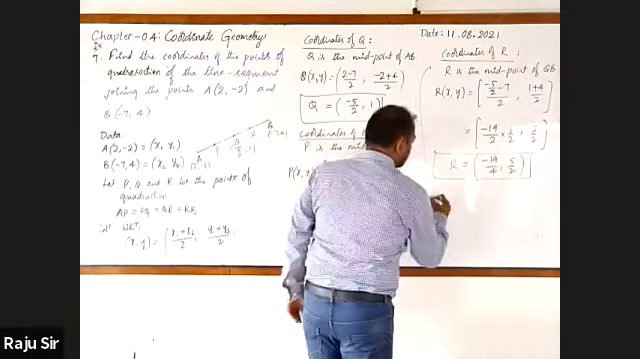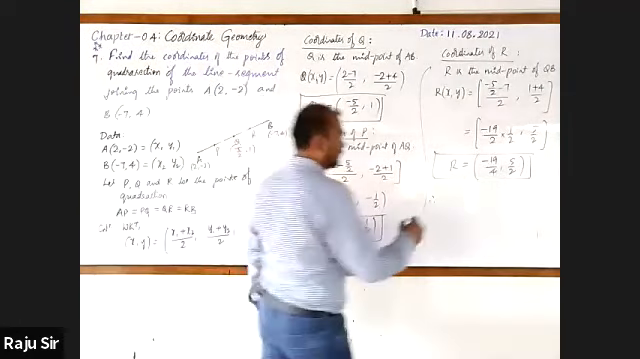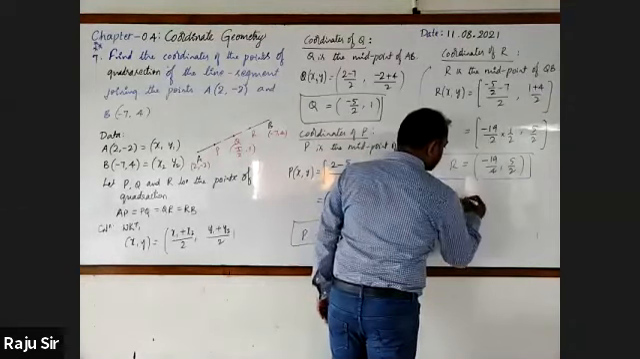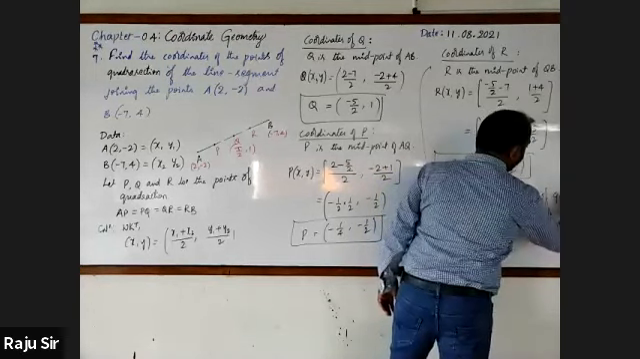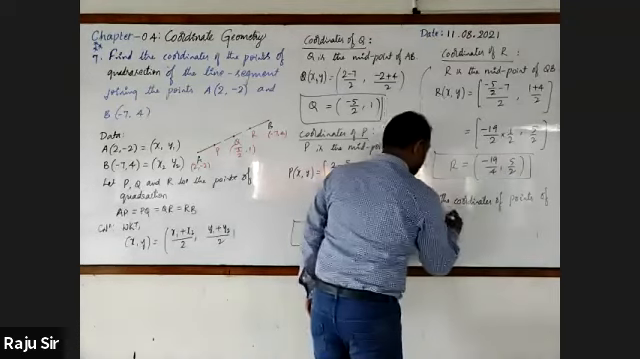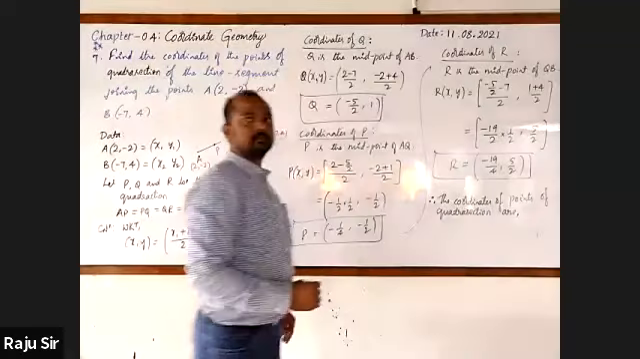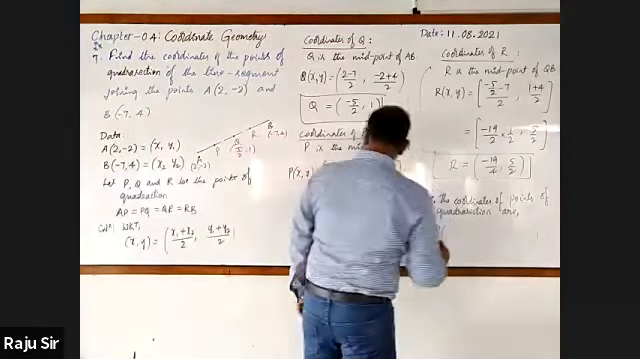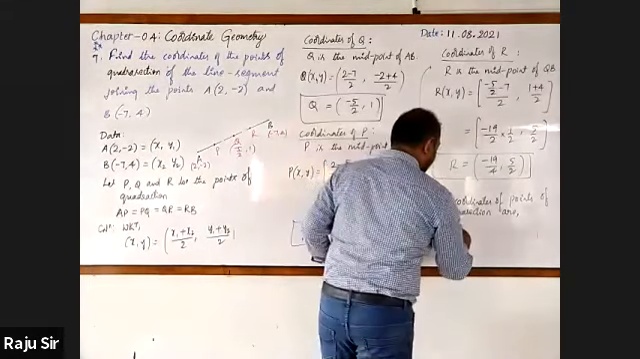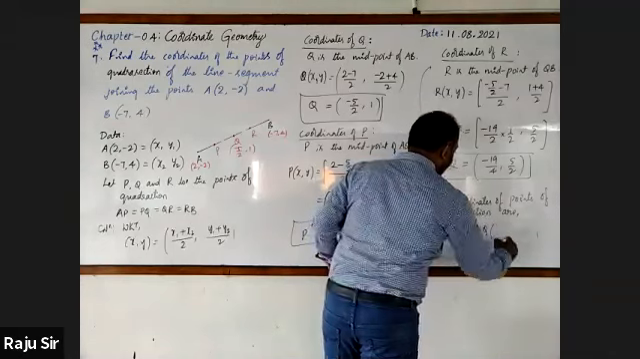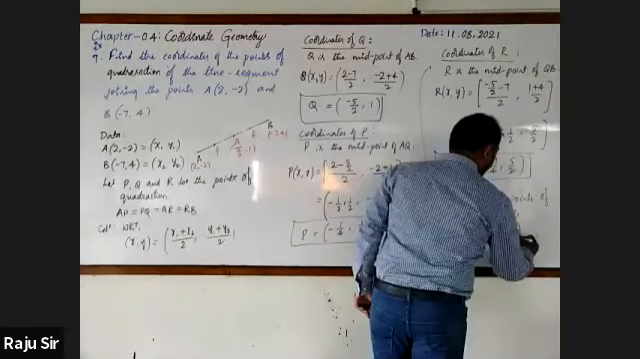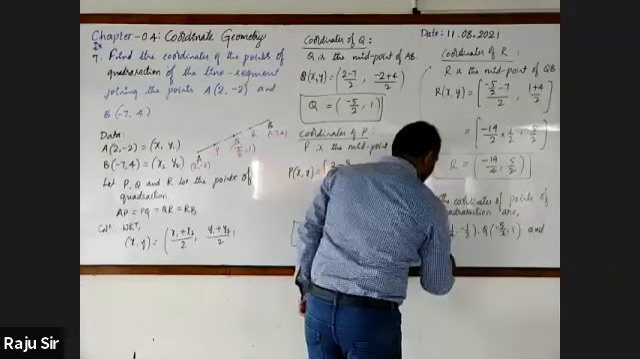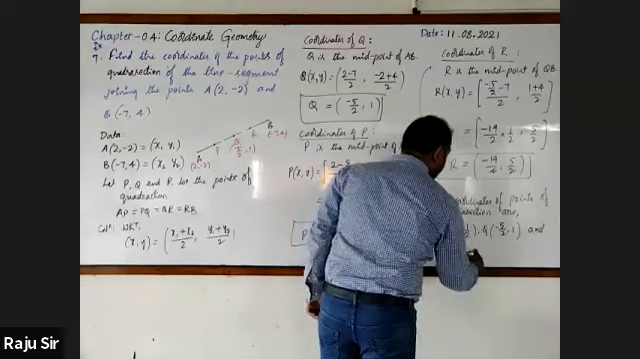Right, calculation. Therefore, the coordinates of the points of quadrasection are these. Here, P is (-1/4, -1/2), Q is (-5/2, 1), and R is (-19/4, 5).